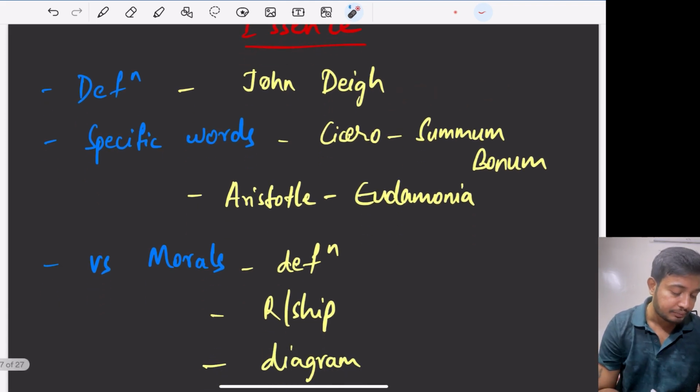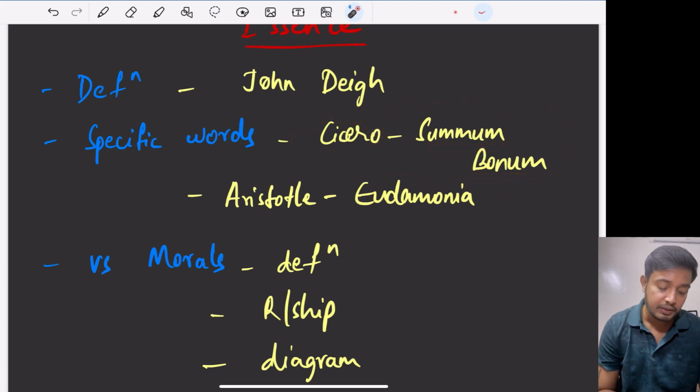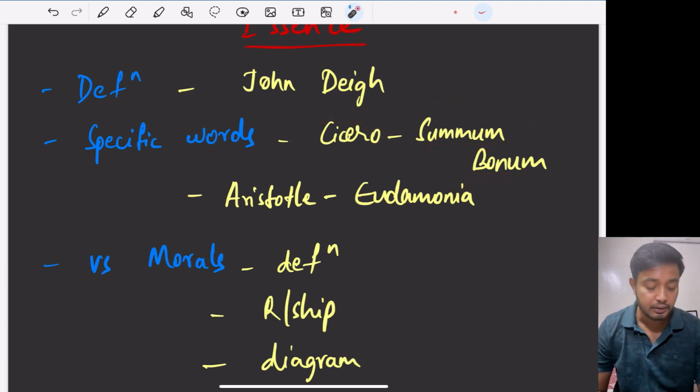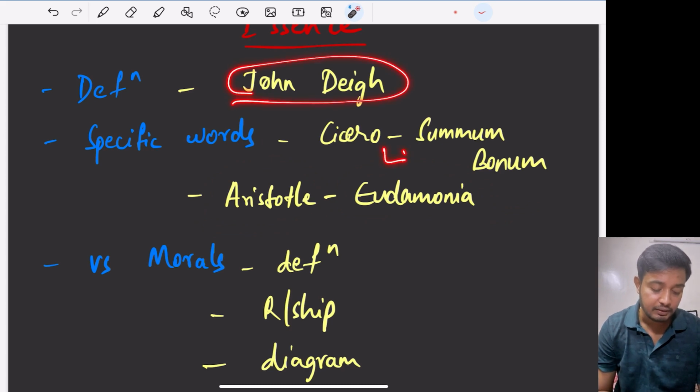For substantiation, you can also use concepts of other thinkers, such as Cicero, who has given the concept of summum bonum, which means finding the ultimate good for the society. Also, Aristotle talks about eudaimonia, the ultimate happiness. So, write the definition of John Dewey and substantiate it with the concepts of either Cicero or Aristotle, summum bonum or eudaimonia.